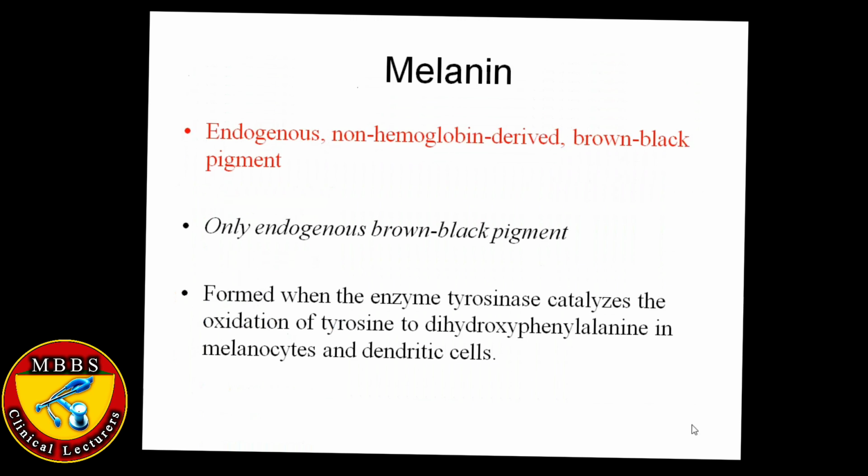Now we have to talk about melanin, an endogenous, non-hemoglobin-derived brown-black pigment. It is formed when the enzyme tyrosinase catalyzes the oxidation of tyrosine to dihydroxyphenylalanine in melanocytes and dendritic cells.